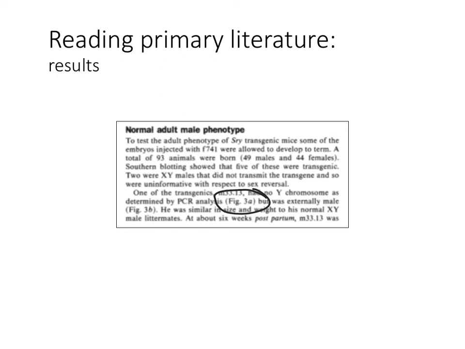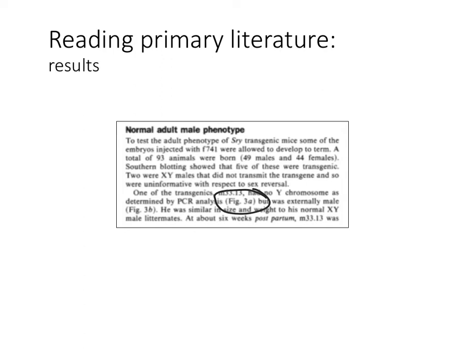If you want to know what's in figure 3A, type fig 3A into the search bar and find out where in the text it specifically talks about that figure. There you'll get the full information, not just the little tiny blurb that's in the caption. So one of the transgenic mice had no Y chromosome as determined by PCR analysis, figure 3A. So that gives you, maybe, if you're interested in it, a sense for what you should be looking for when you look at the gel in figure 3A.